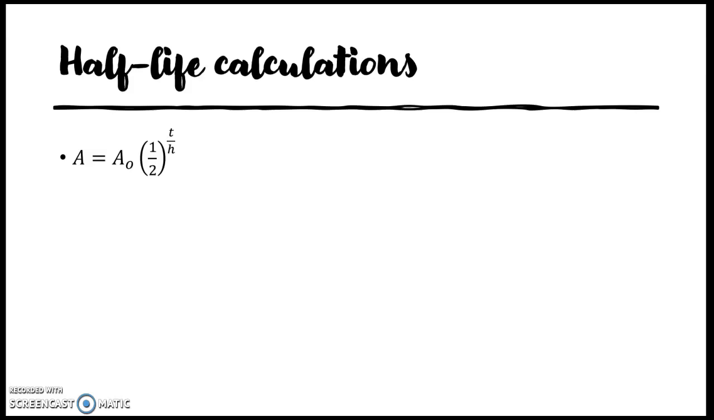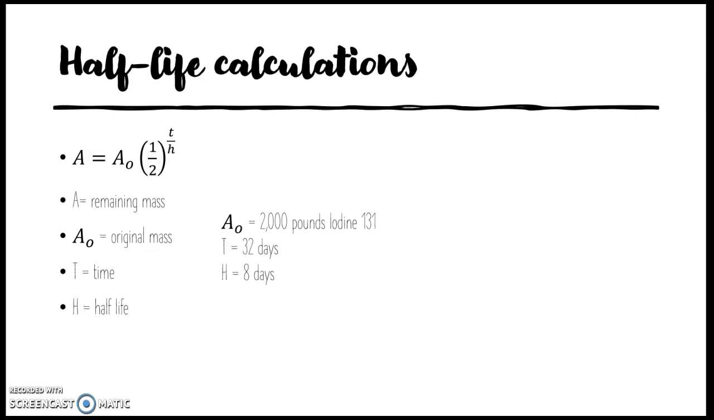We have A equals A sub O times 1/2 to the power of T over H. What does that mean? The A is the remaining mass. We can think of that as remaining amount. The A can stand for amount. A sub O is the original amount. O can stand for original. So what you started off with. T stands for time. We had 32 days. That's going to be our time. And H is the half-life of the isotope.